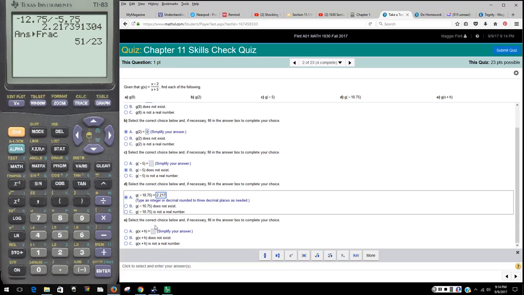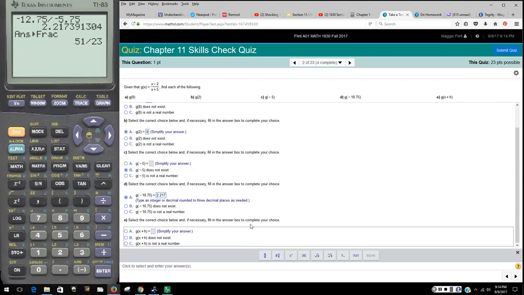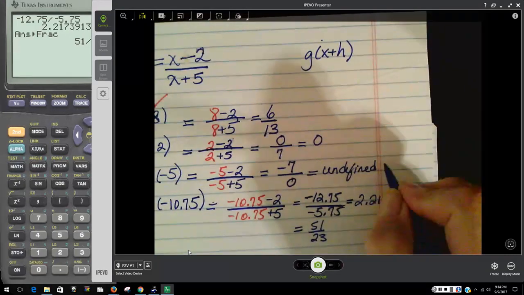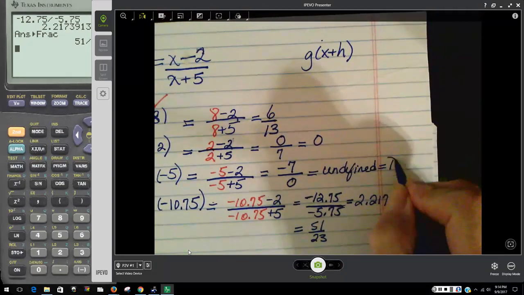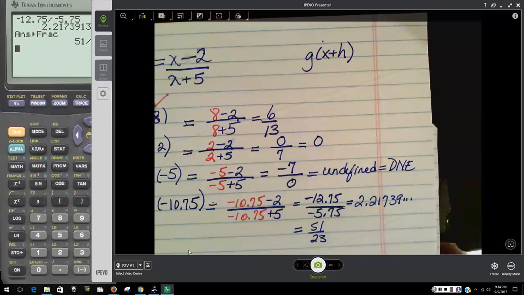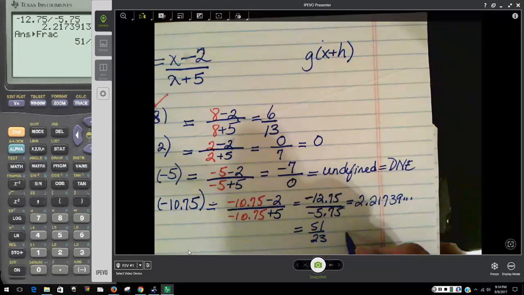And now we're ready to do g of x plus h. So let's bring the document camera back up. And again, I'm just going to give you a little reminder here. Undefined, we often use in calculus the term does not exist, which we abbreviate with DNE. So now, I'll make a note of what our answer that we entered was.